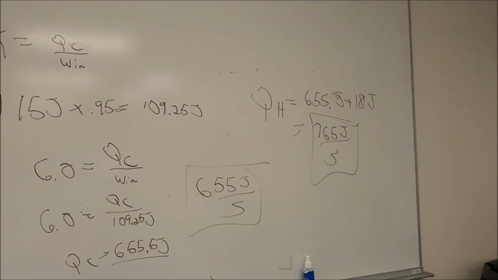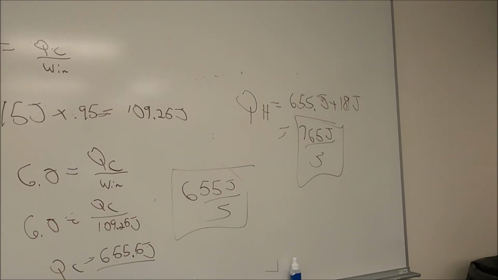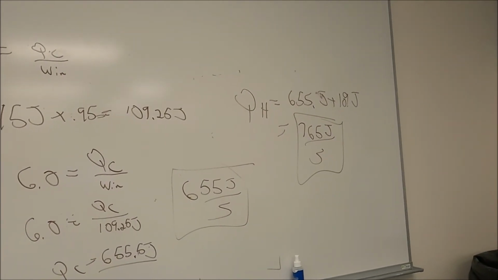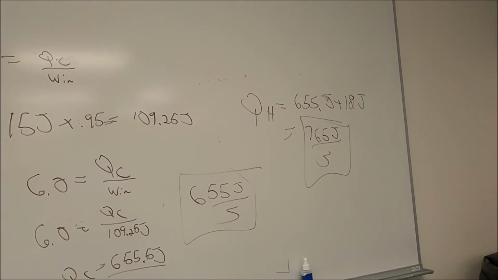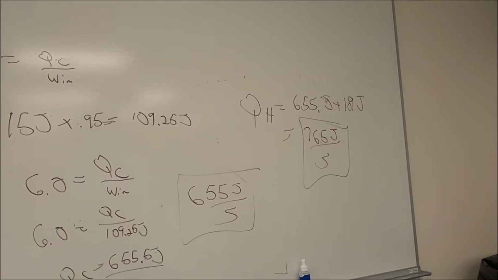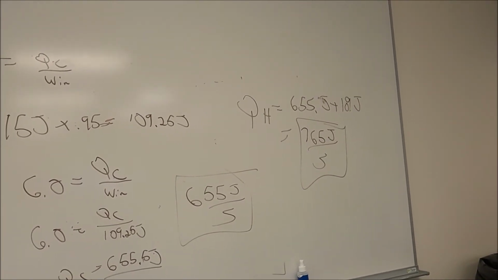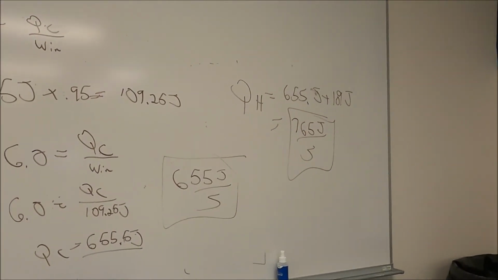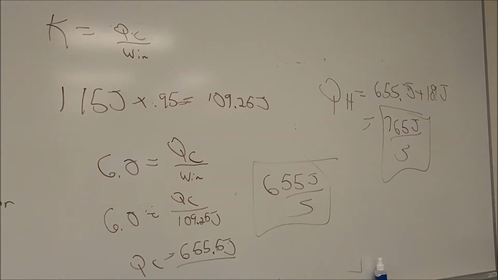Okay, so 655 joules is being pumped out of that refrigerator every second. QH is QC plus work in. So that 655.5 joules plus the 109 joules, that's 765 joules per second that's being dumped out into the room. Okay?